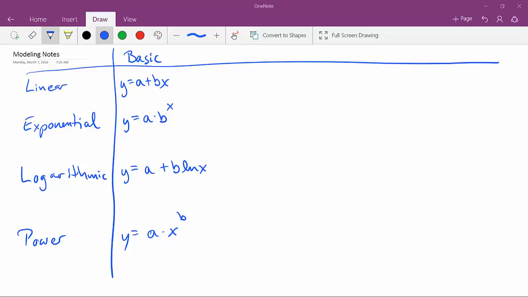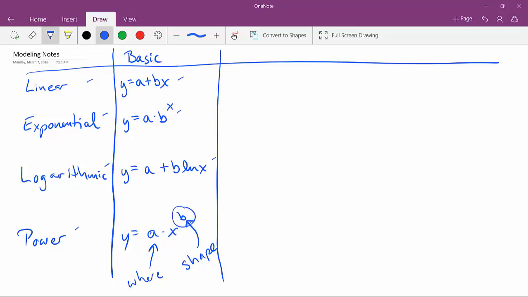Quick video on our basic models. We've got now 4 different models: linear, exponential, logarithmic, and power models, each with their basic equations or general equations. Within each of these, A is our value that's going to basically tell us where the function is or where that graph is, and B is going to give us the general shape of the graph.